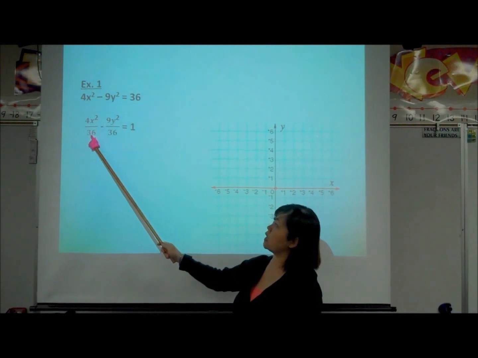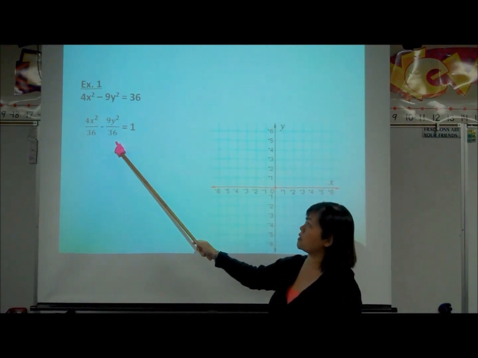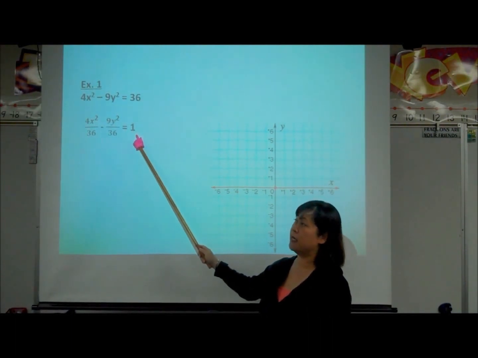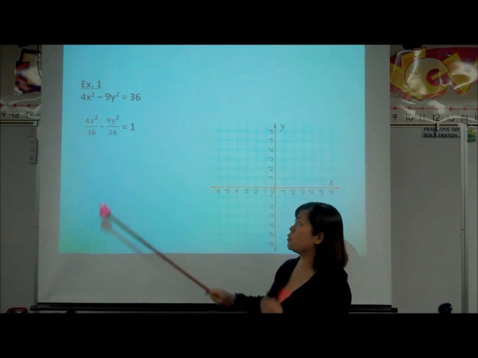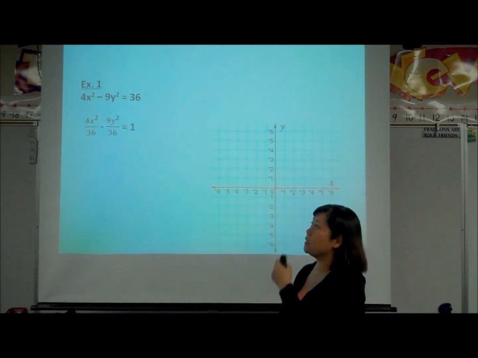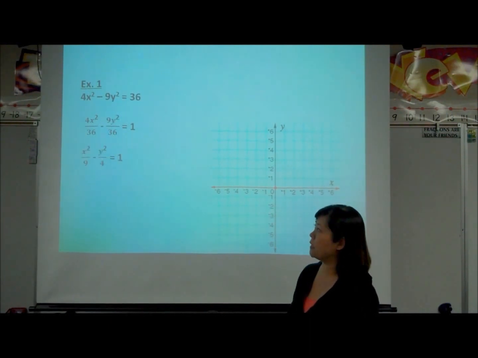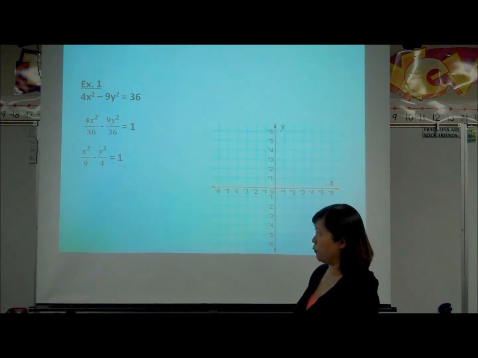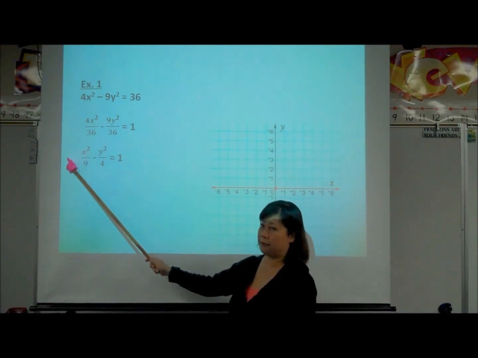4x squared divided by 36 minus 9y squared over 36 equals 1, because 36 divided by 36 is 1 right there. And then I can reduce the 4 and 36. 4 goes into 36 9 times, right? And then also 9 goes into 36 4 times. So if I simplify that, we're going to get x squared over 9 minus y squared over 4 equals 1. So now this is the equation we're going to go ahead and graph, okay?